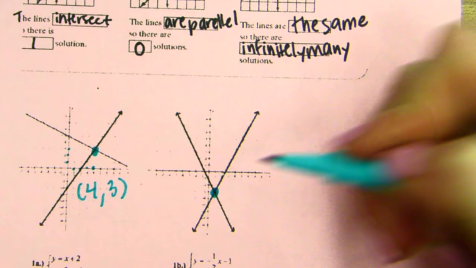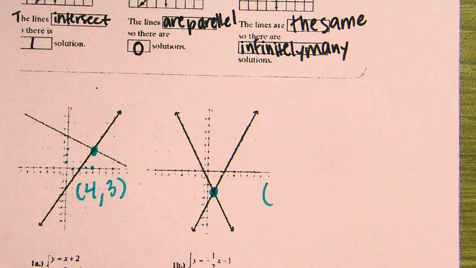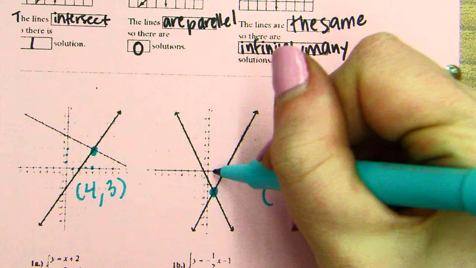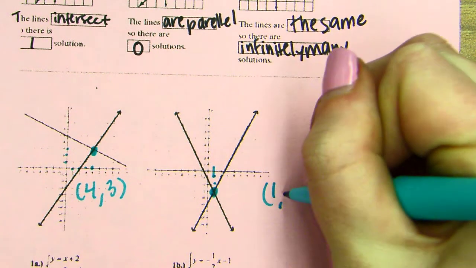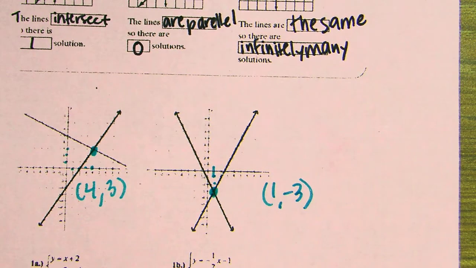This next one, again, the answer is where they cross. It's hard to read. The x-coordinate is 1. The y-coordinate is down 1, 2, 3. So (1, -3) is where those two lines cross.